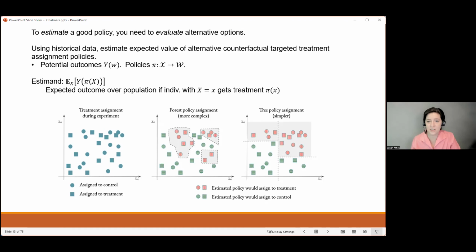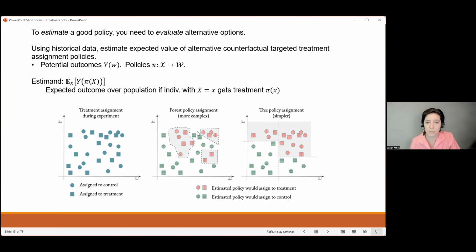And then I can just take the sample average treatment effect within the red group. That's the benefit to treatment for the red group. And if that's positive, then treating the red group is beneficial. And we also hope that the treatment effect in the red group will be bigger than the treatment effect in the green group, because we're choosing to assign to the red group and not to the green group.